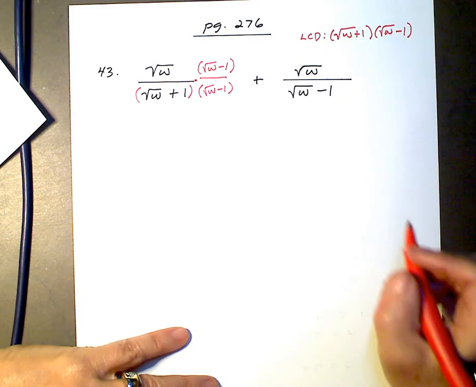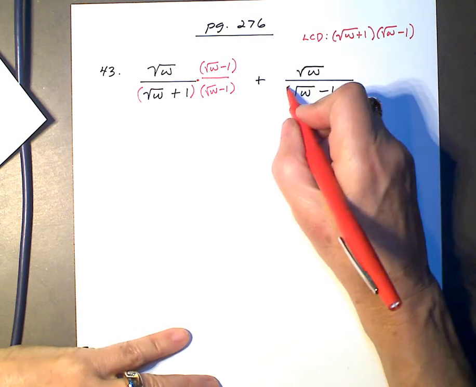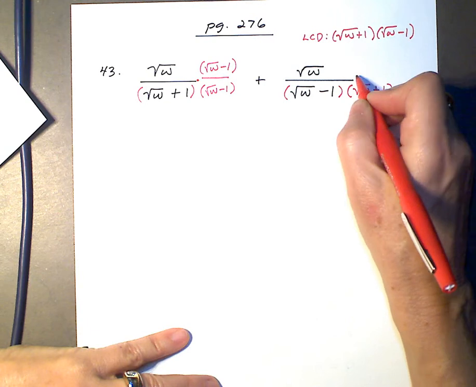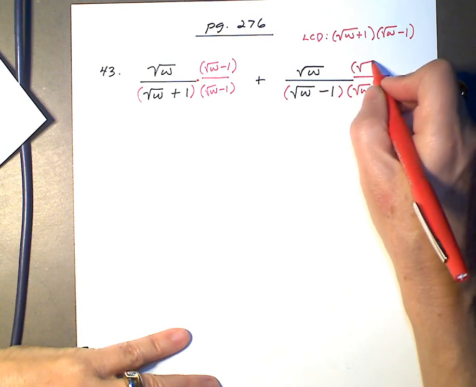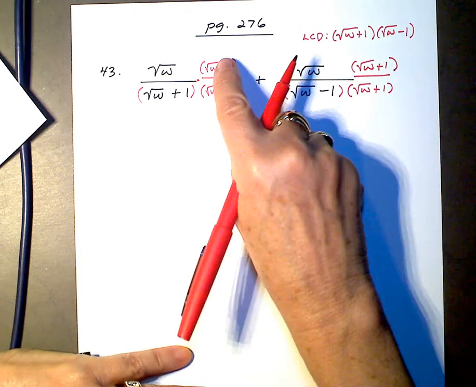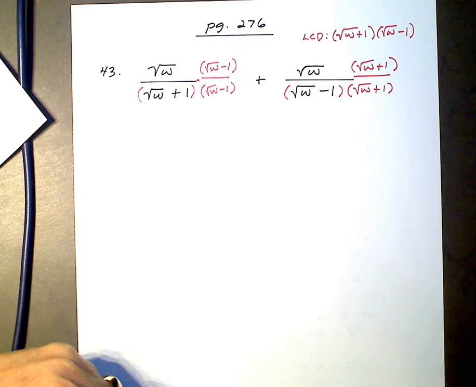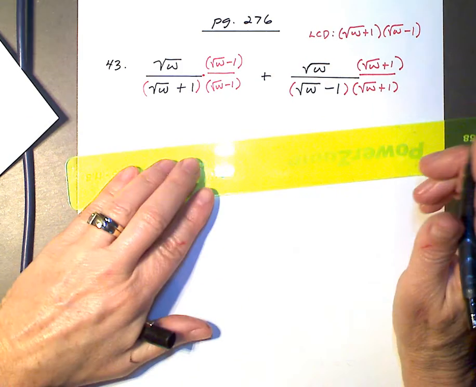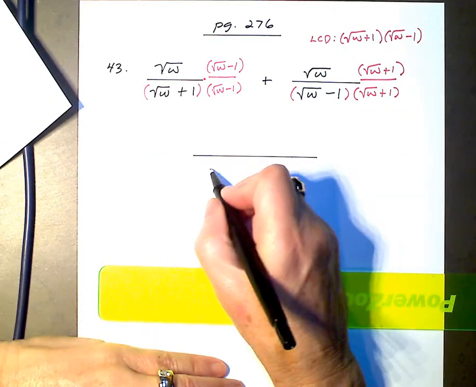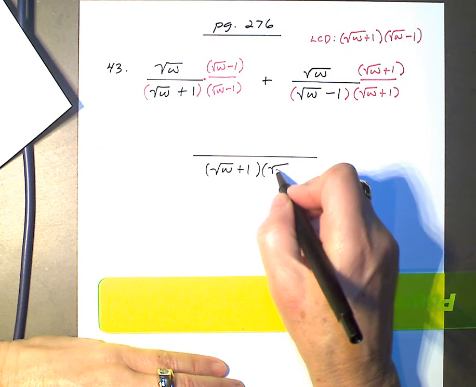Then this one is missing the factor of the root w plus 1. So I'll multiply this by 1 in the form of root w plus 1 over root w plus 1. So both of these are now being multiplied by 1 to rewrite over a lowest common denominator. So my denominator now is going to be the full square root of w plus 1 square root of w minus 1.